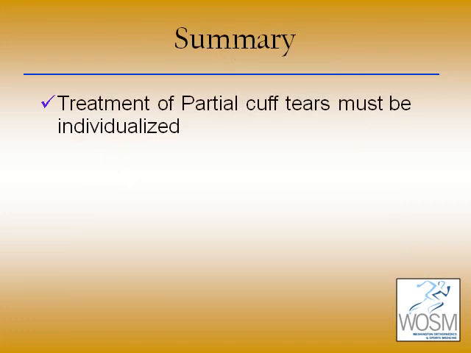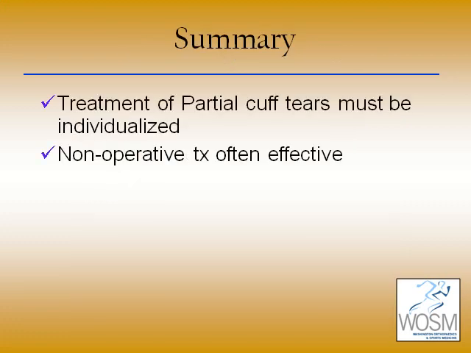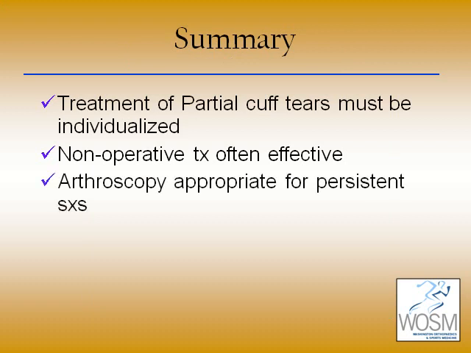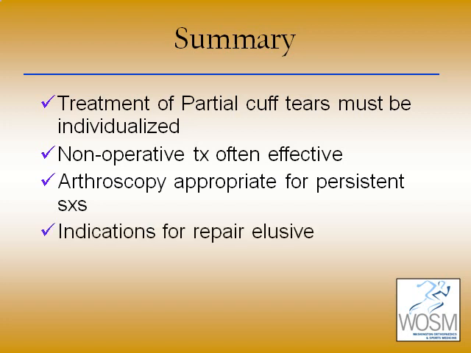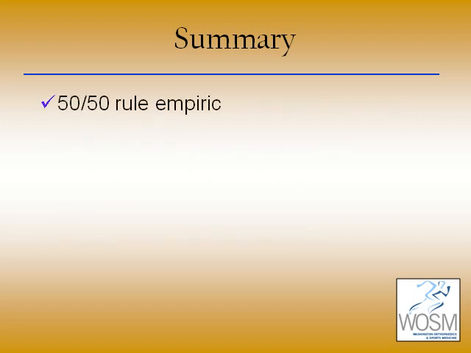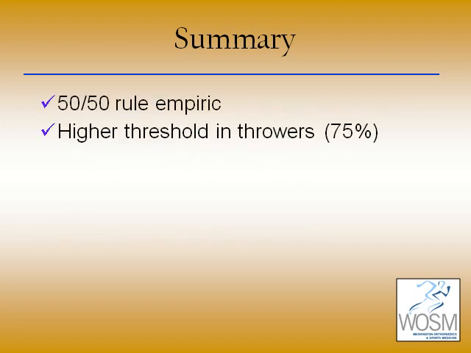In summary, treatment of partial cuff tears must be individualized. Non-operative treatment is often effective. Arthroscopy is appropriate for those patients who have persistent symptoms. The indications for repair of a partial thickness tear remain elusive. The 50-50 rule currently is empiric, and we have to consider a higher threshold for repair in throwers.